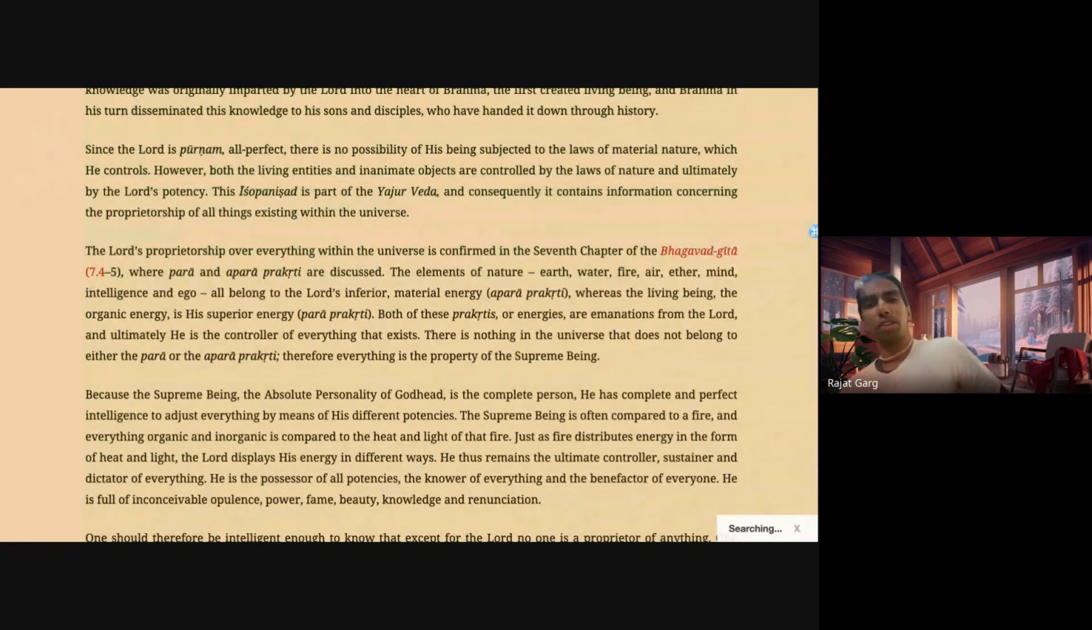So there is one verse in Bhagavad Gita also, right? Na mam karmani limpanti na me karma-phale spriha. So basically, anybody who understands that Krishna is not subject to the laws of material nature becomes Krishna conscious. That's what that verse says.